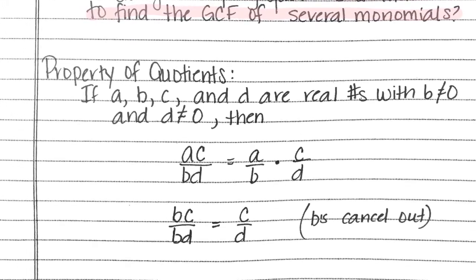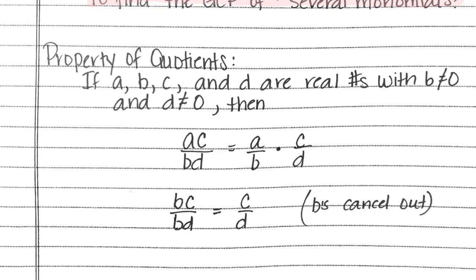So you don't have to write this down, but the property of quotients, if A, B, C, and D are real numbers, with B not equaling 0 and D not equaling 0, why can't B and D equal 0 here? Because remember, anytime you have 0 in the denominator, then it's undefined. So this is telling us that AC over BD can be split up into two fractions, A/B times C/D. And notice if I have BC over BD, those B's can just cancel out, and I have an answer of C over D. The B's cancel out.